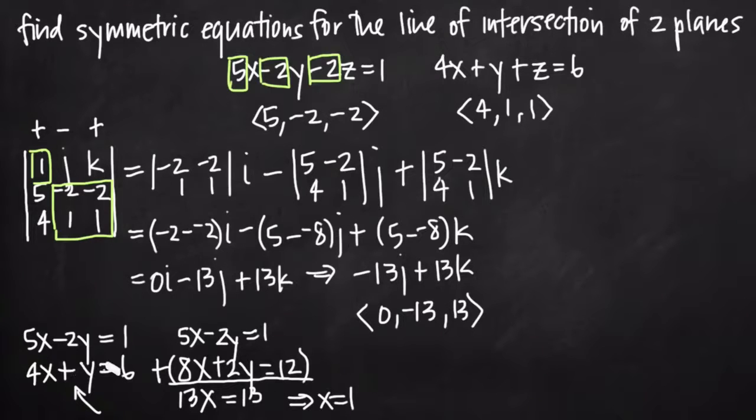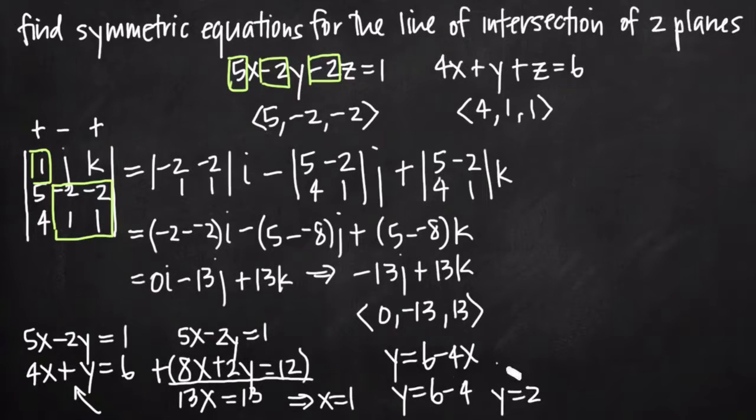If we subtract 4x from both sides, we'll get y is equal to 6 minus 4x. Now we can plug x equals 1 into this equation and get y equals 6 minus 4 times 1, which is 2. So we can see that we get y equals 2. Now we have x equals 1, y equals 2.